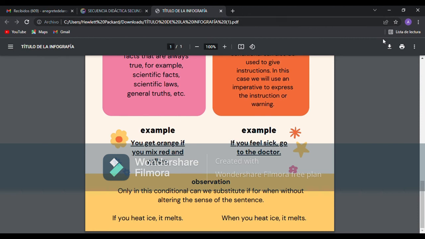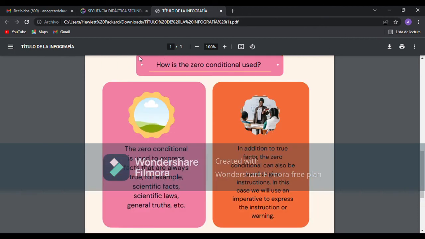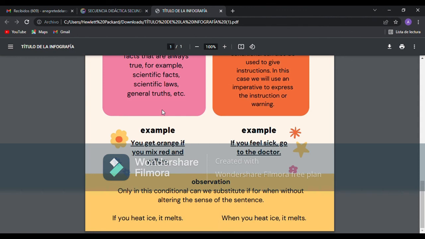If we start with the sentence expressing the result, there is no need to put the comma. For example, an ice cube melts if you put it in the sun. Another example would be, water boils if it reaches 100 degrees Celsius.